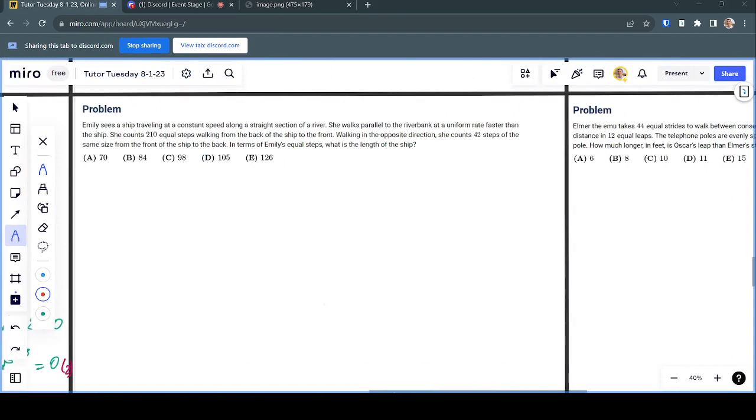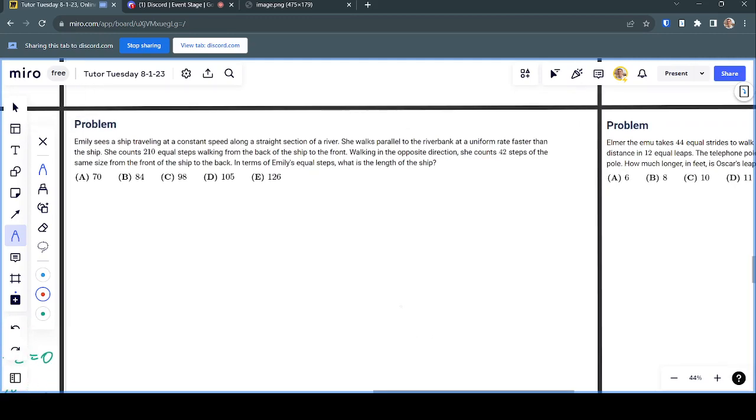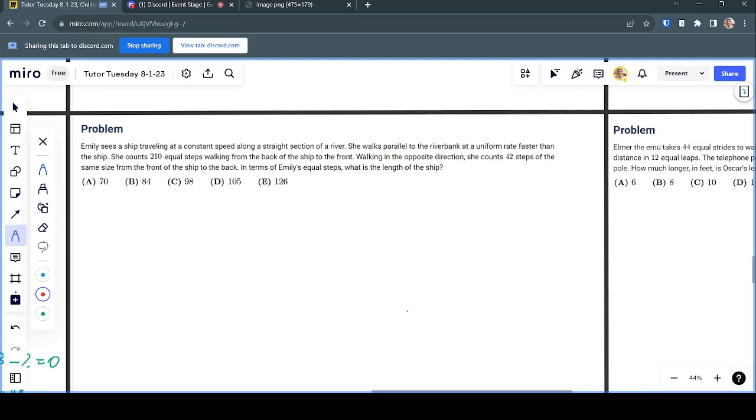Let's move on to our last two of these harder AMC math problems. Here's one in the chat. Emily sees a ship traveling at a constant speed along a straight section of river. She walks parallel to the riverbank at a uniform rate faster than the ship. She counts 210 equal steps walking from the back of the ship to the front. Walking in the opposite direction, she counts 42 steps of the same size from the front of the ship to the back. In terms of Emily's equal steps, what is the length of the ship?